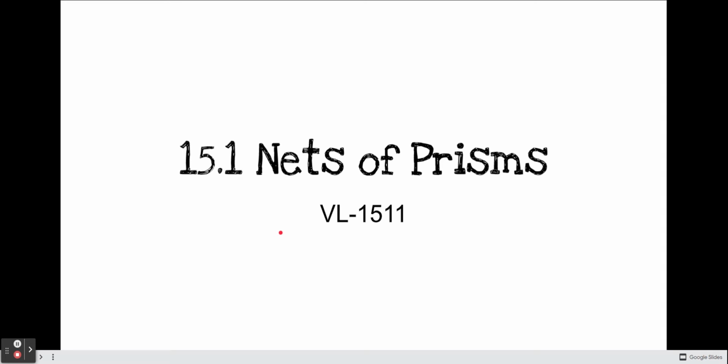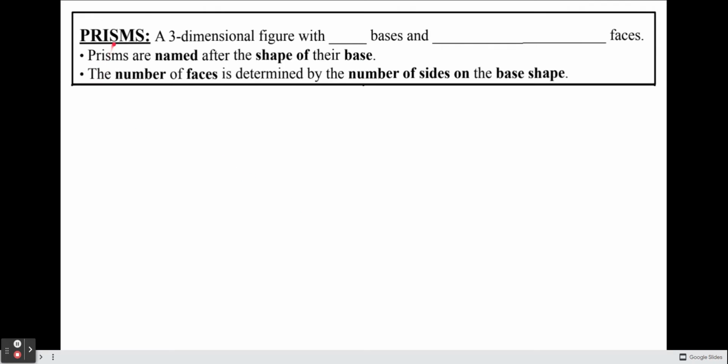In this video, we are going to learn how to find the surface area of prisms using nets. Let's begin. So what is a prism? A prism is just a three-dimensional figure with two bases and rectangular faces. Prisms are named after the shape of their base, and the number of faces is determined by the number of sides on the base shape.